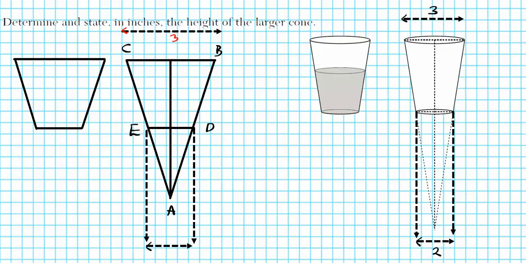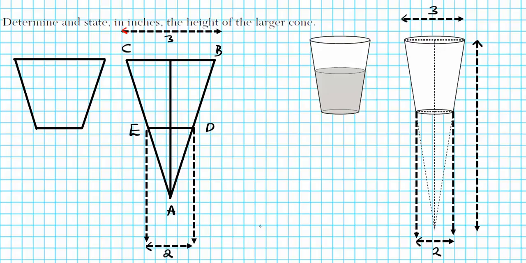So remember that these two triangles are similar. So we have a proportional relationship between corresponding sides. So side CB, the side right here, corresponds to side ED. Okay, what are we looking for? We're looking for the height. So we're looking for how tall is it? How tall is the larger cone from here to here? That is what we're looking for.